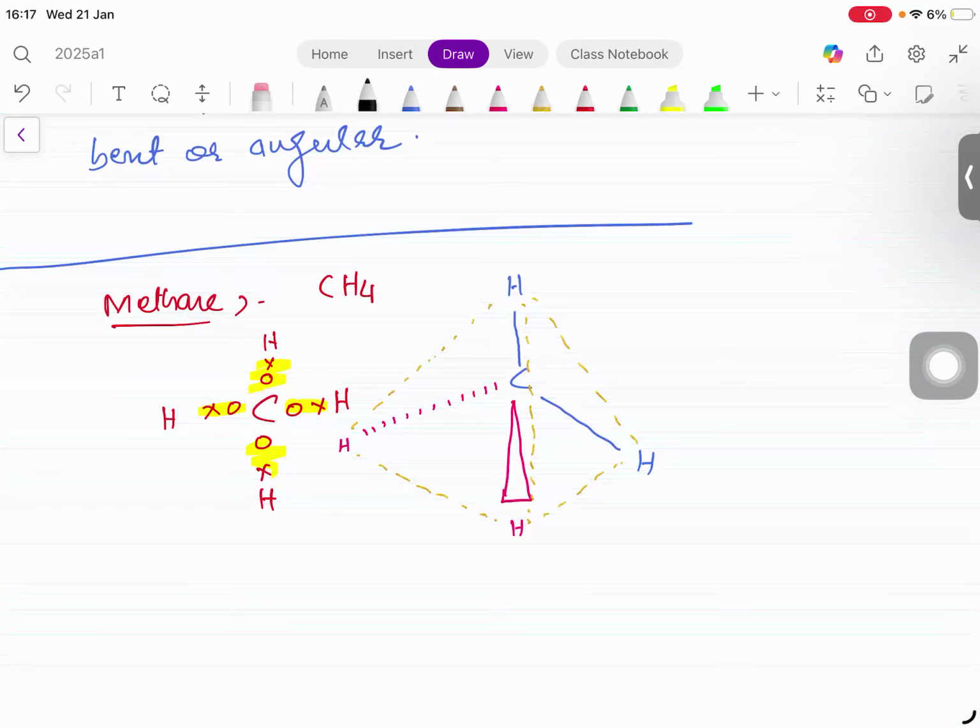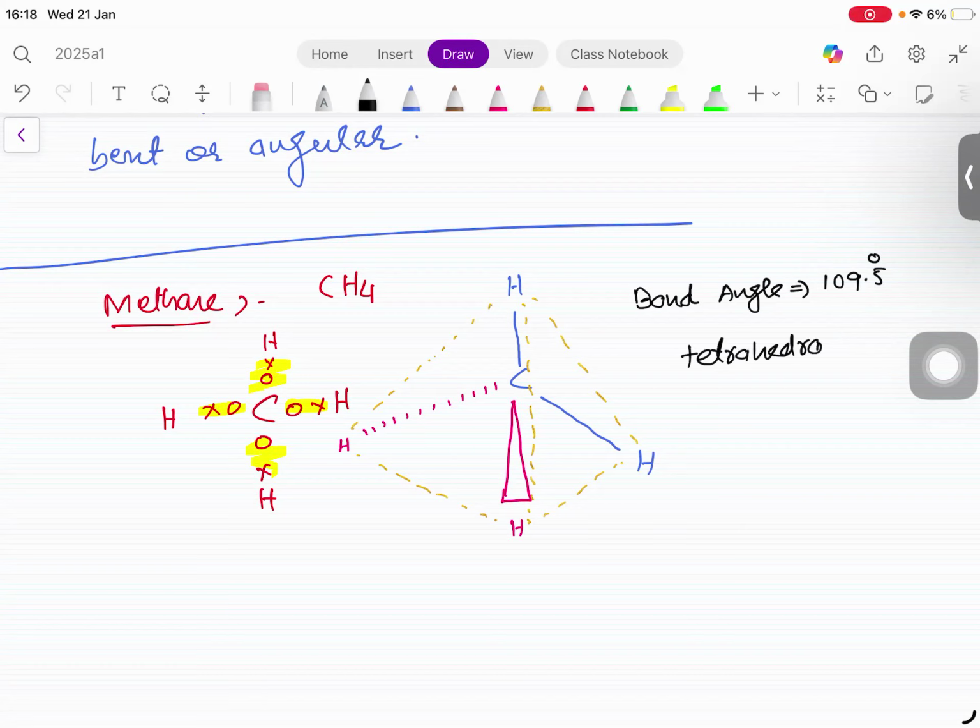Okay, so bond angle is 109.5. Shape is tetrahedral. So whenever, this is not limited to CH4, whenever they have four bond pairs around the central atom, they organize themselves. And this three-dimensional triangle means coming out of the plane, and this is going inside.